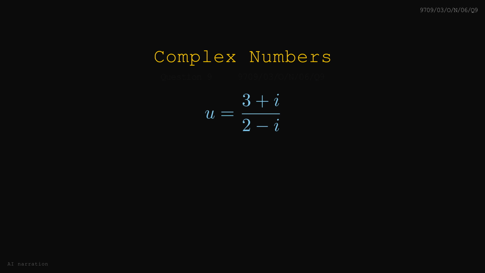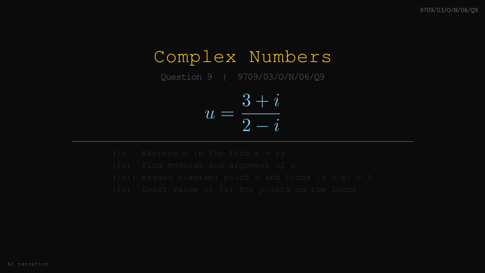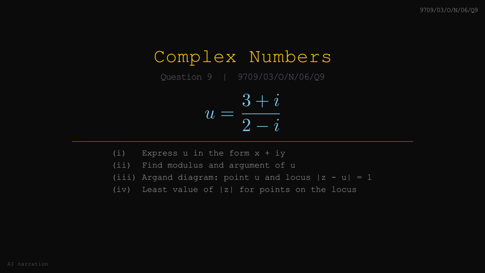Question 9. We are given u equals (3 + i) over (2 − i). Part 1. Express u in x + iy form. Part 2. Modulus and argument. Part 3. Argand diagram and locus. Part 4. Least value of modulus z.